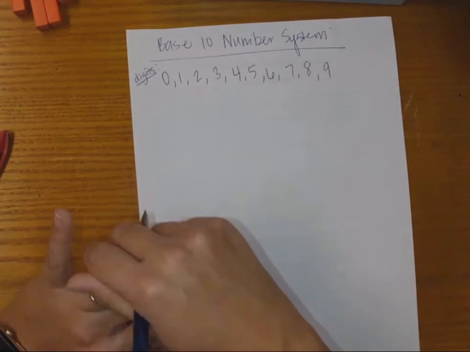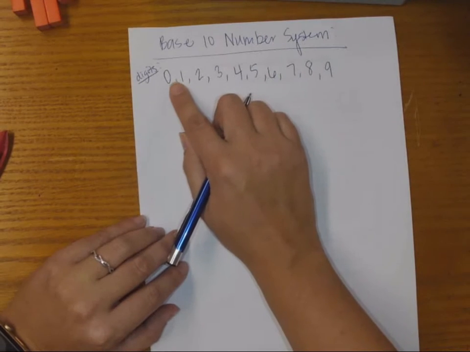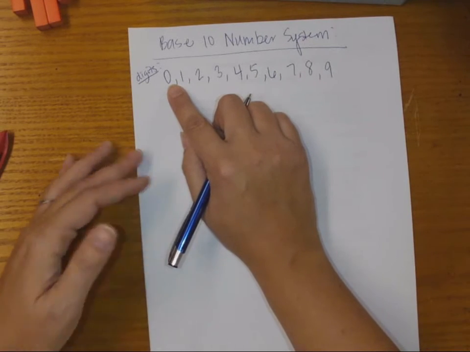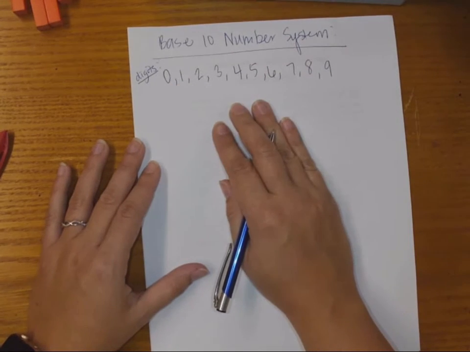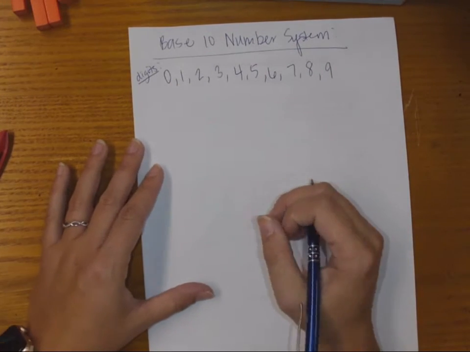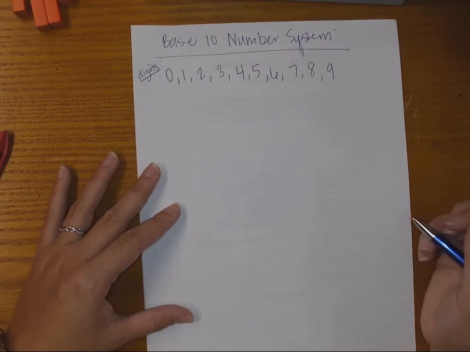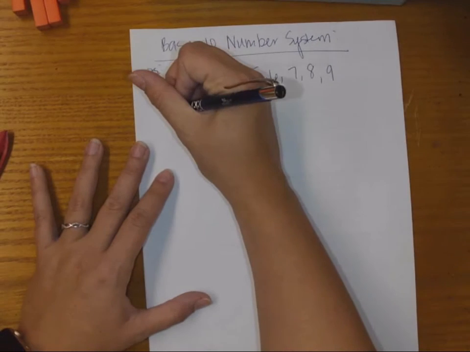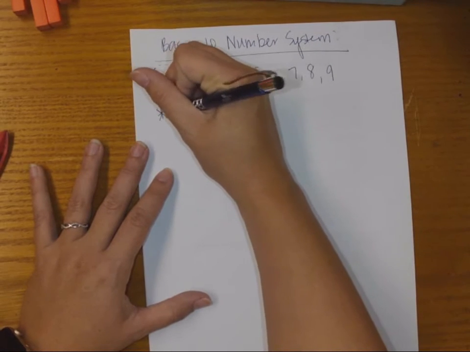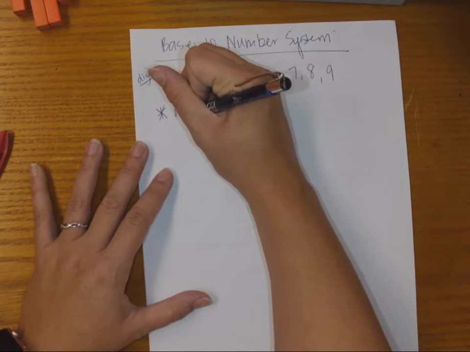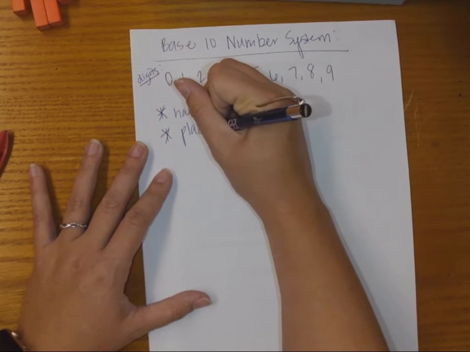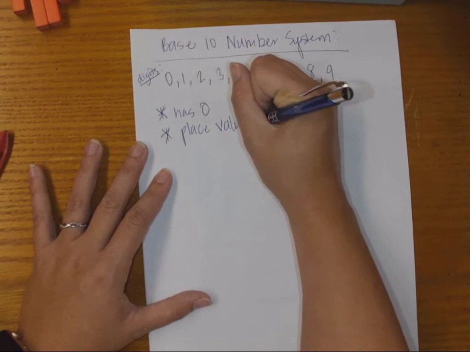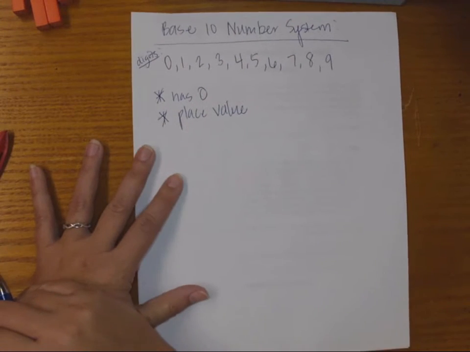Notice our system has a 0. Other number systems, like the Egyptian and the Roman numeral systems, didn't have a 0. Base 10 does, and that's huge. It lets us do place value when other systems couldn't. So the big things about our number system are that it has a 0 and we can use place value, whereas other systems couldn't use place value.